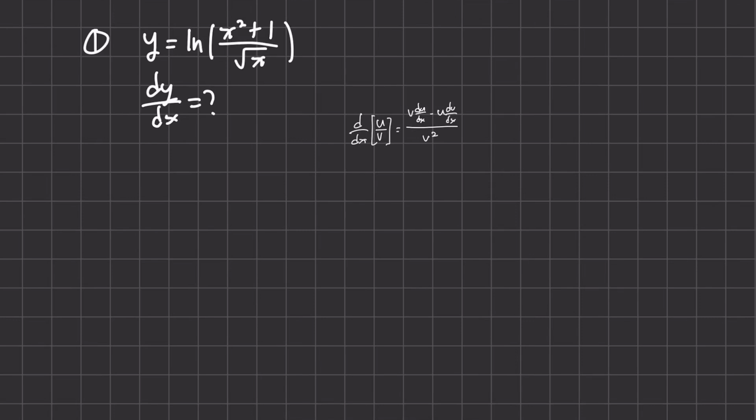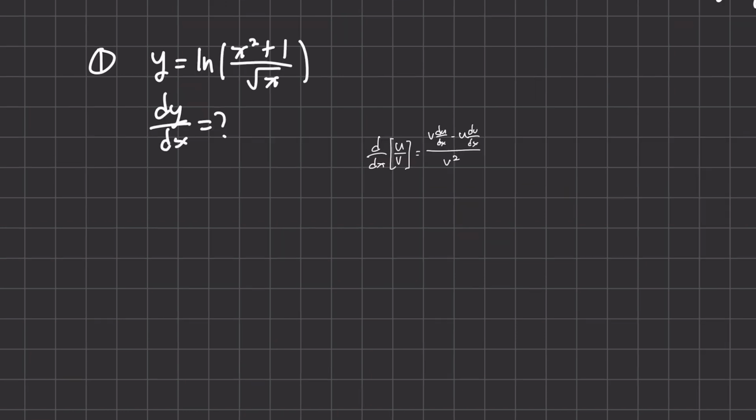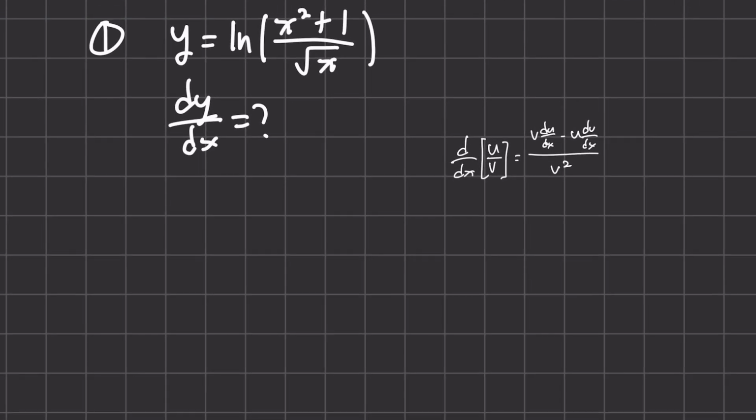In this video, we'll be going over 5 challenging derivative questions. So here is the first problem. It states that y is equal to ln of (x squared plus 1) all over the square root of x. Pause the video and try this for yourself first. Now if you've done that, let's try to go over it together.